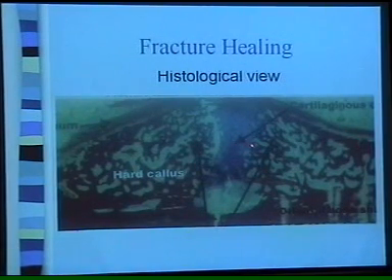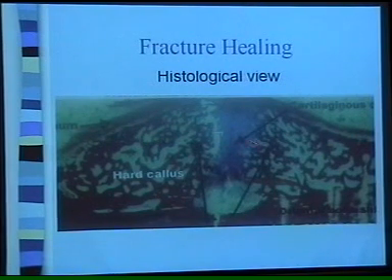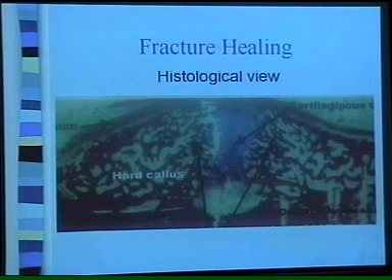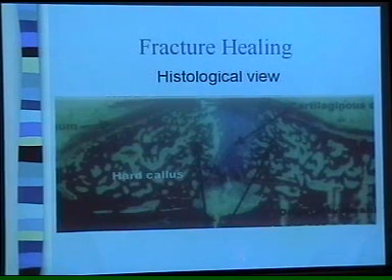Osteoclasts are on the surface. They eat up this one, and the osteoblasts keep laying it down. So they will meet up. This will be a hard callus on the surface, and there will be a hard callus on the inside. This is a cross section through a fracture.